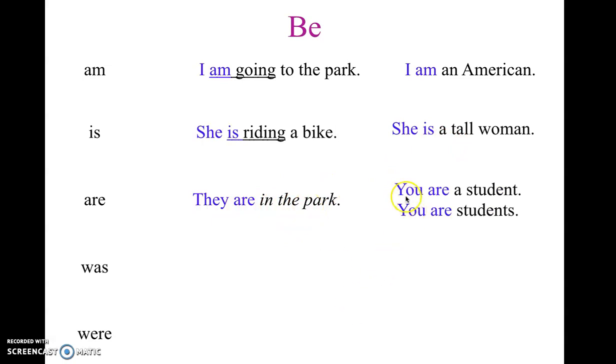We could also say, I told you singular and plural. You are a student. You, singular, a student. You are students. You, plural, students.